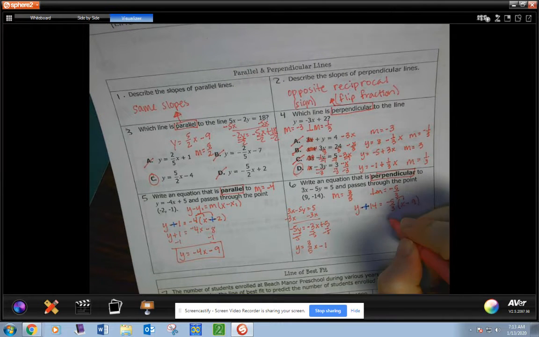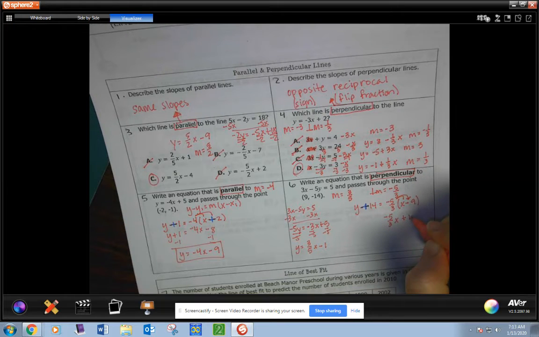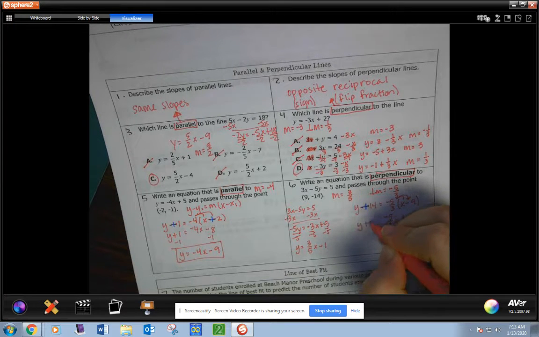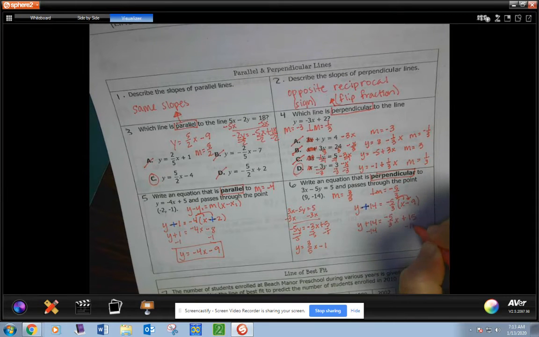Negative 5/3 times x is negative 5/3 x. And then negative 5/3 times negative 9 will be a positive. This is 45 divided by 3 would be 15. I bring down y plus 14 equals. I'm going to subtract the 14, and I get y equals negative 5/3 x plus 1.